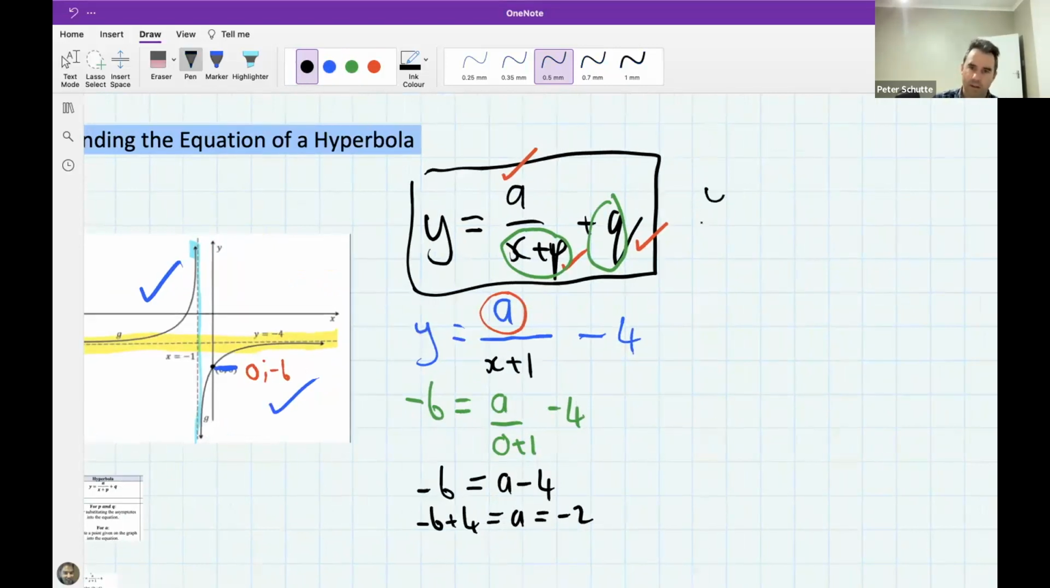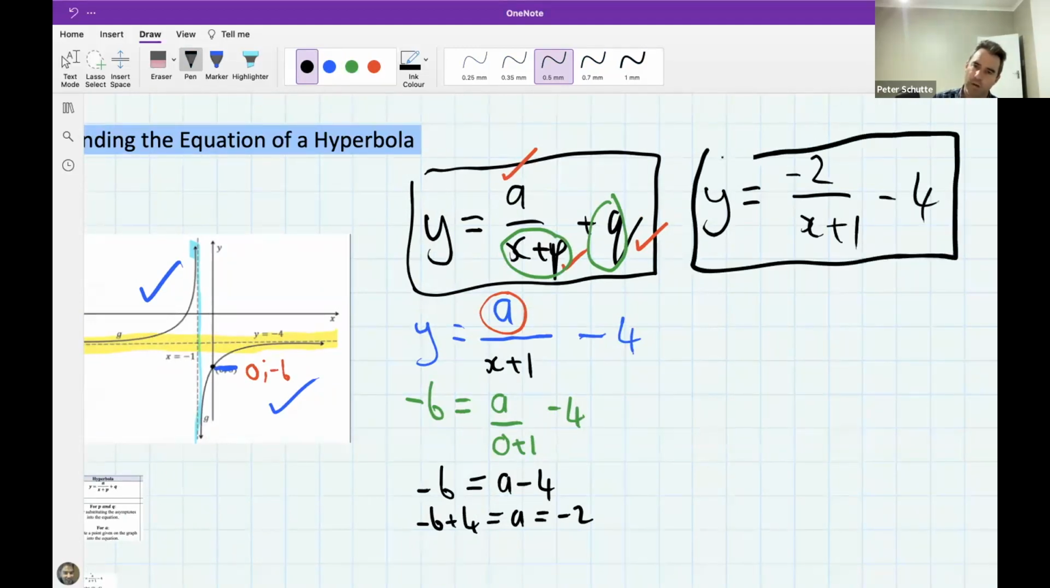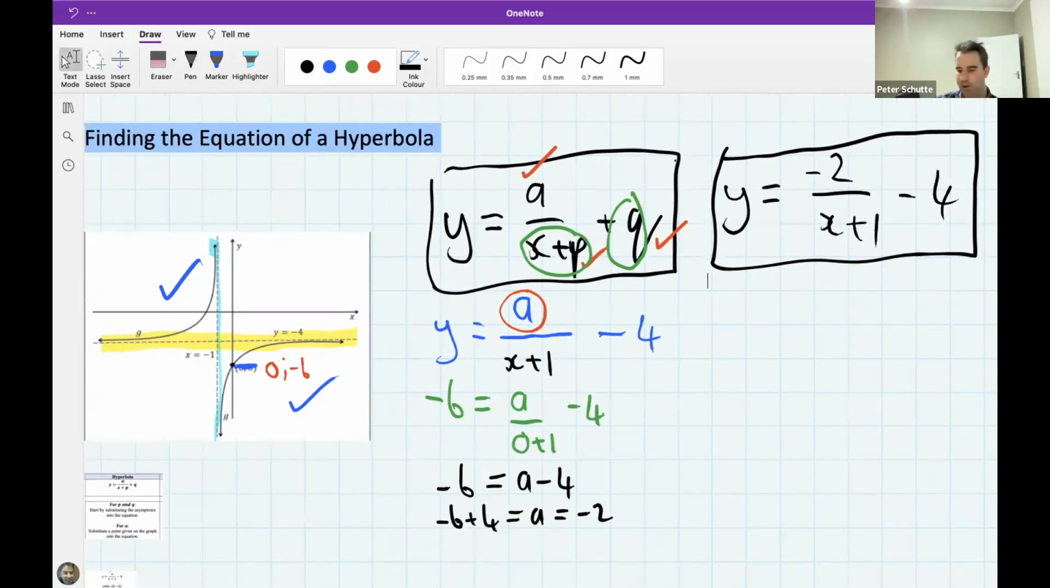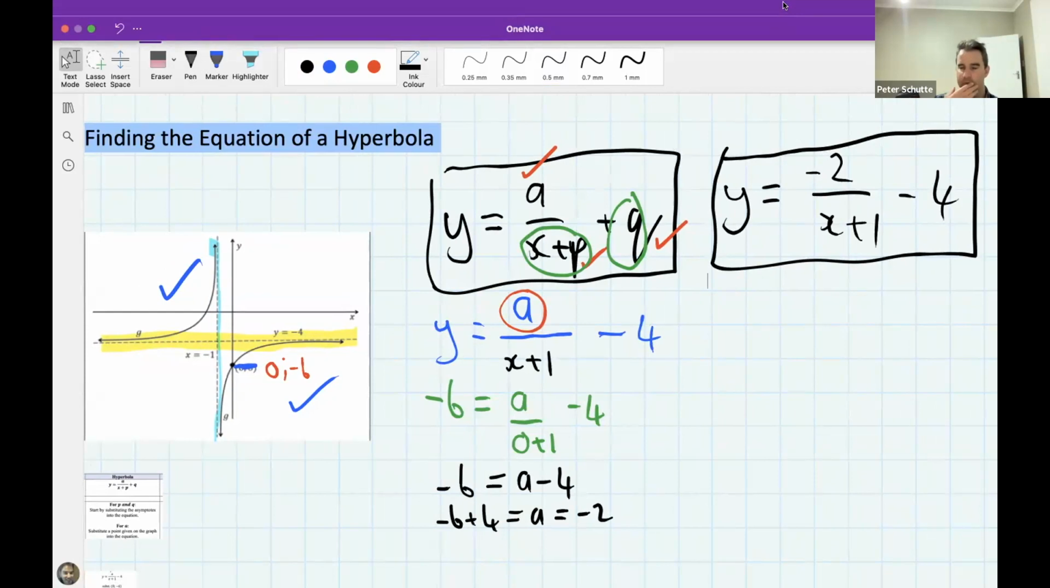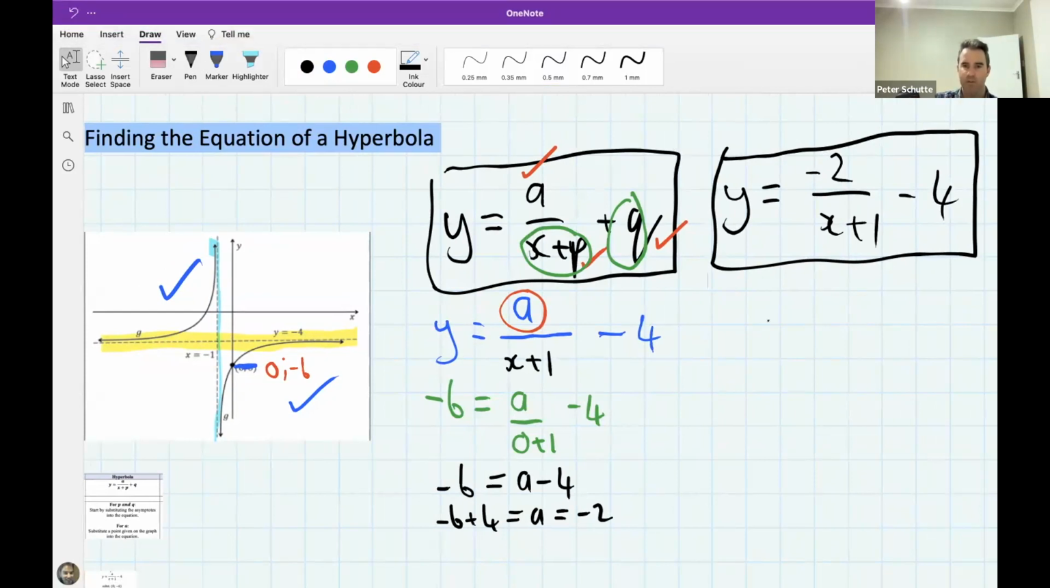So what is the equation of this hyperbola? It's going to be y equals -2 over x plus 1, minus 4. And so in some ways, finding the equation of a hyperbola is actually much easier than drawing the graph. And so we will do a couple more of these after the break, but yeah, I think from what I can see, you guys seem to have been following that.